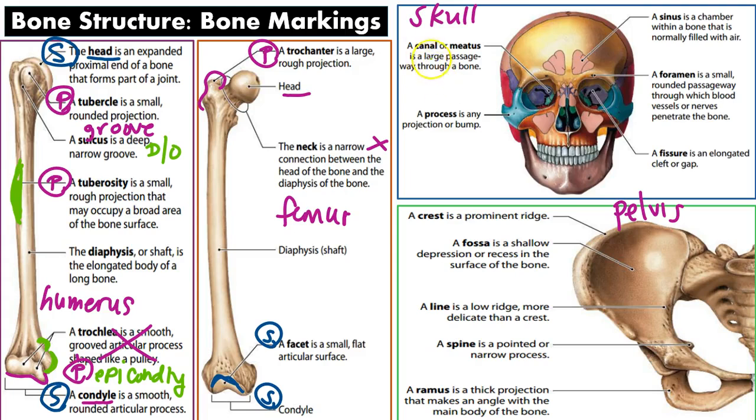Now, for the skull, you can have a canal. Of course, this is also going to be a meatus. And this canal or meatus is going to be a depression/opening. We can have a process, which is going to be a projection.